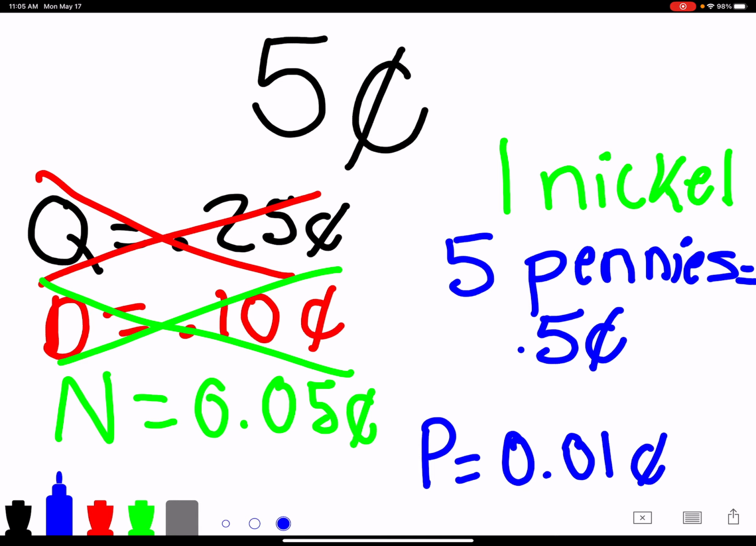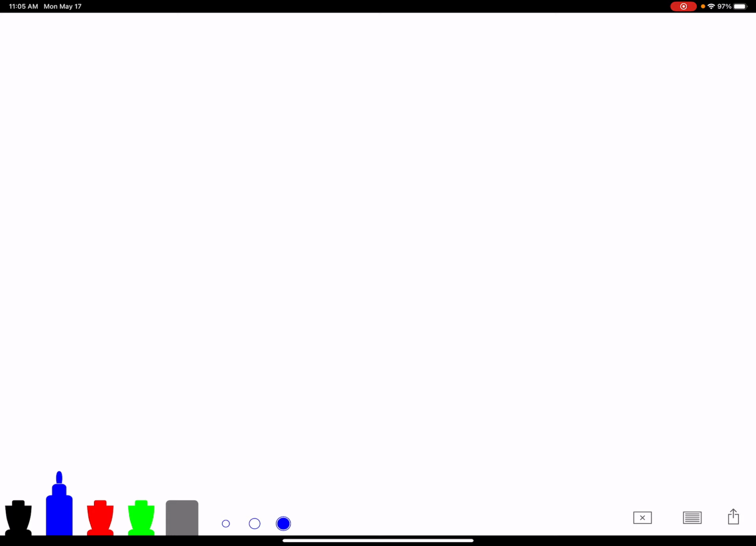Okay. So we can use it 2 ways. We could do 1 nickel to make 5 cents, or we could use 5 pennies to make 5 cents. Okay, awesome. I'm going to clear that, and let's talk about shapes and geometry.